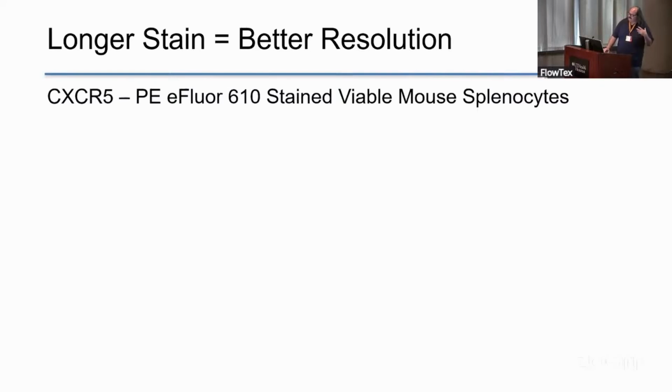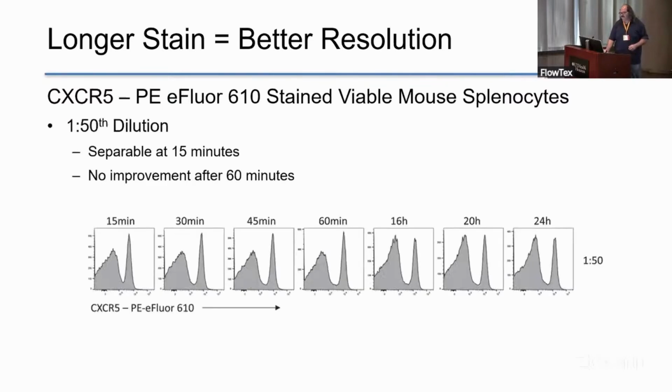In their first experiment, they wanted to see whether they could get better resolution of different populations, and a good marker they chose to detect here was CXCR5, on PE-eFluor610. They stained some viable mouse splenocytes. Now, when you go through the paper, it's actually hard to figure out what you're looking at, so I tried to make it a little simpler in these slides by telling what they did.